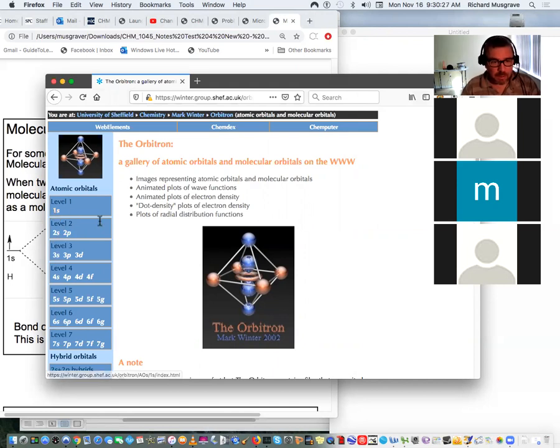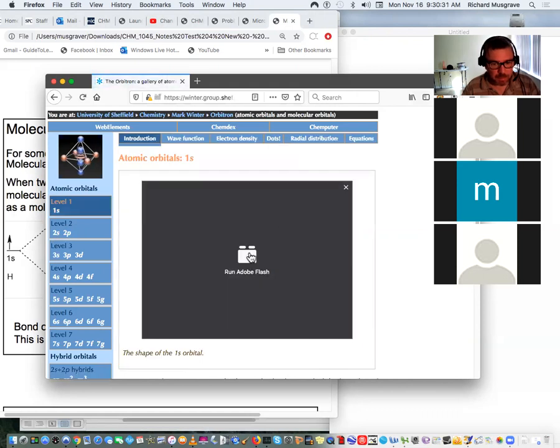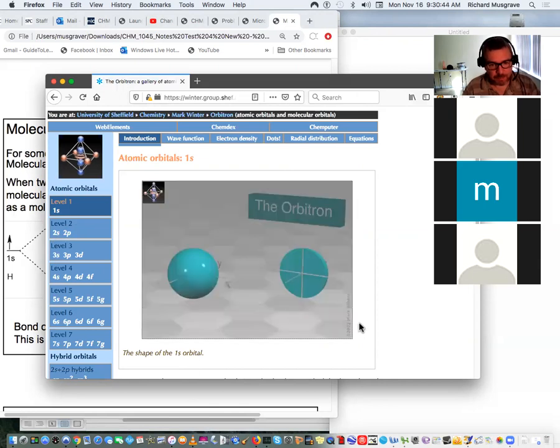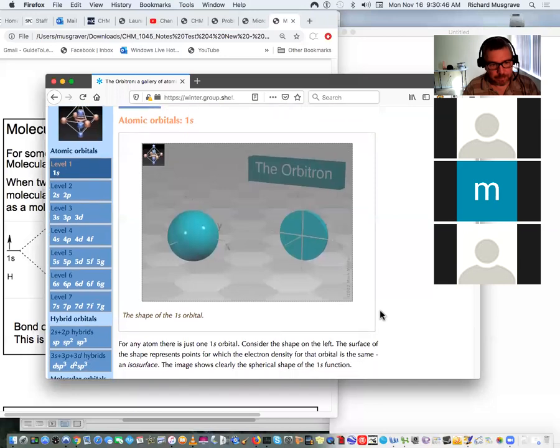So let's look at, well, see if I can get this thing to work here. This won't work for too much longer. Adobe Flash is going away at the end of the year. We're going to have to find another site that does as good a job of this one as showing the pictures of what the orbitals look like.